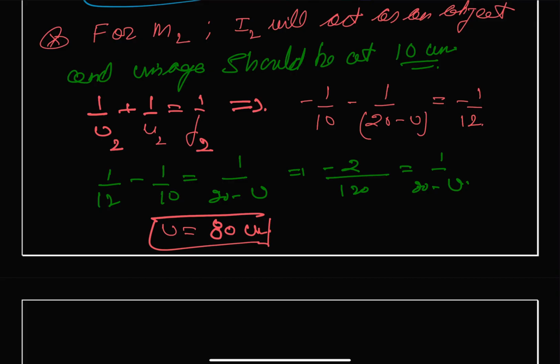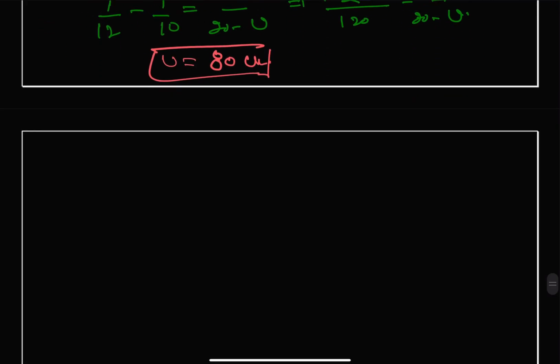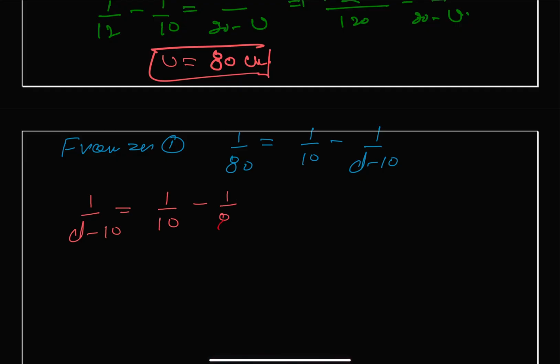Now we substitute this v in equation number 1. So from equation 1 we get 1 upon 80 is equal to 1 upon 10 minus d minus 10, and from here we can find out our d. We get 1 upon d minus 10 is equal to 1 upon 10 minus 1 upon 80. LCM will be over 800 and this comes as 80 minus 10, that is over 70, and this will be d minus 10.